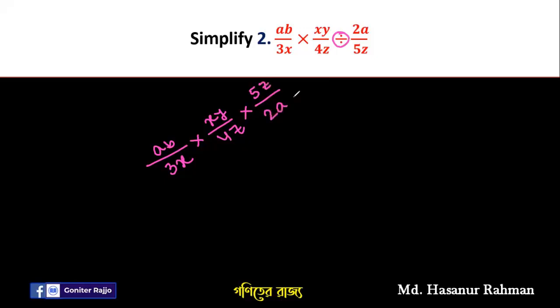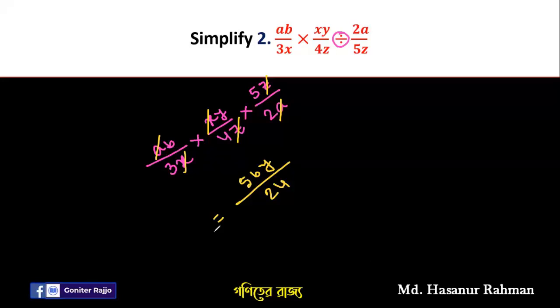5z by 2a. Now we can divide a by a, z by z, and x by x. And at last we get 5by will be on numerator and denominator 3, 4, 2. So at numerator we get 5by and denominator we have 4 2s are 8, 8 3s are 24. So 5by divided by 24 will be our final answer.